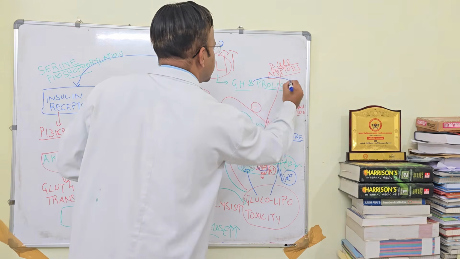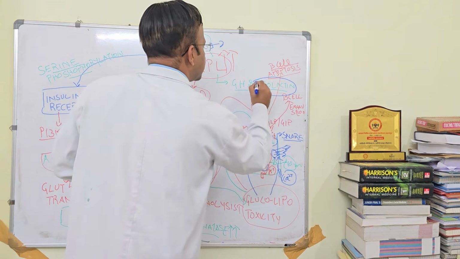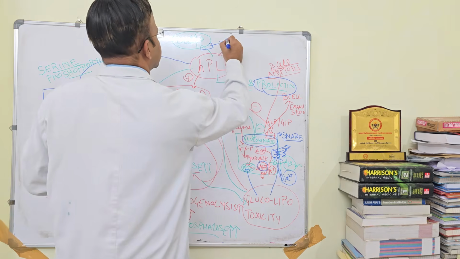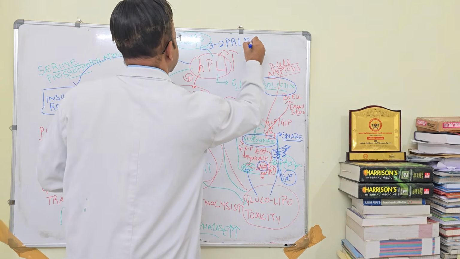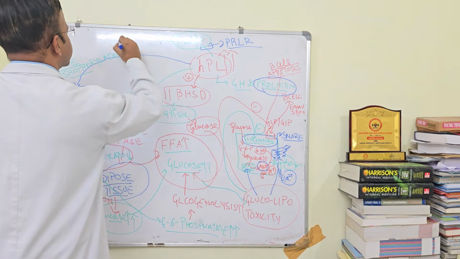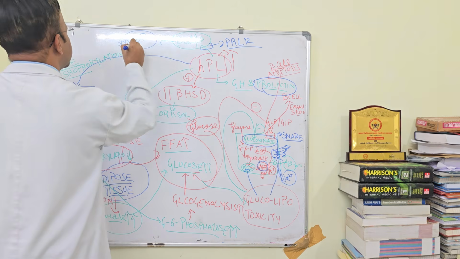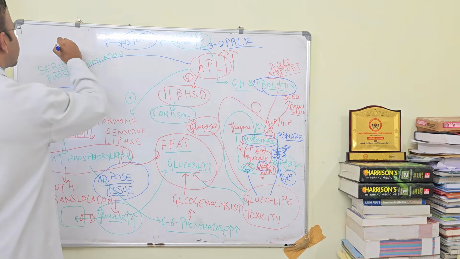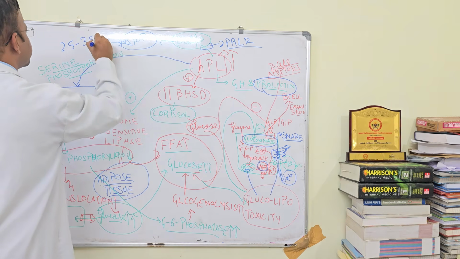In the starting, we discussed that this human placental lactogen is homologous to prolactin, right? So it acts via the prolactin receptor, and it activates the mTOR pathway. And by activating the mTOR pathway, it increases the beta cell mass by 2.5 to 3.5 times.